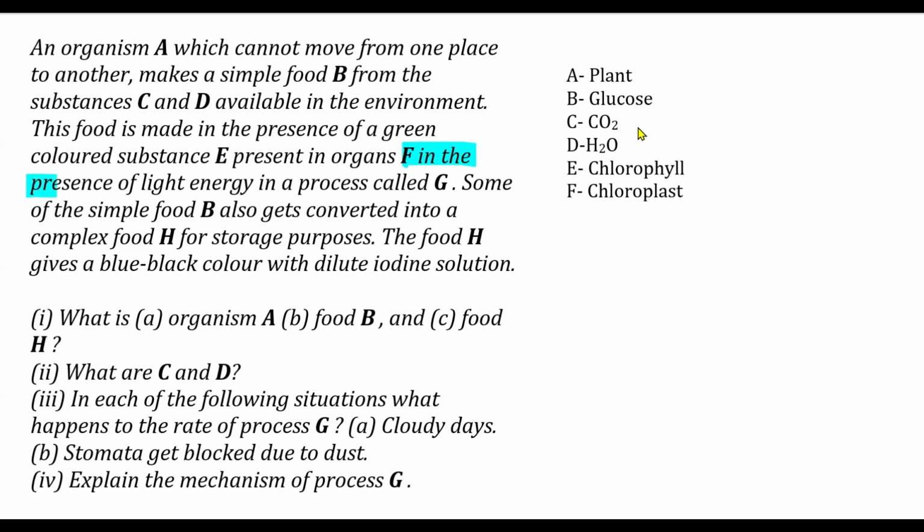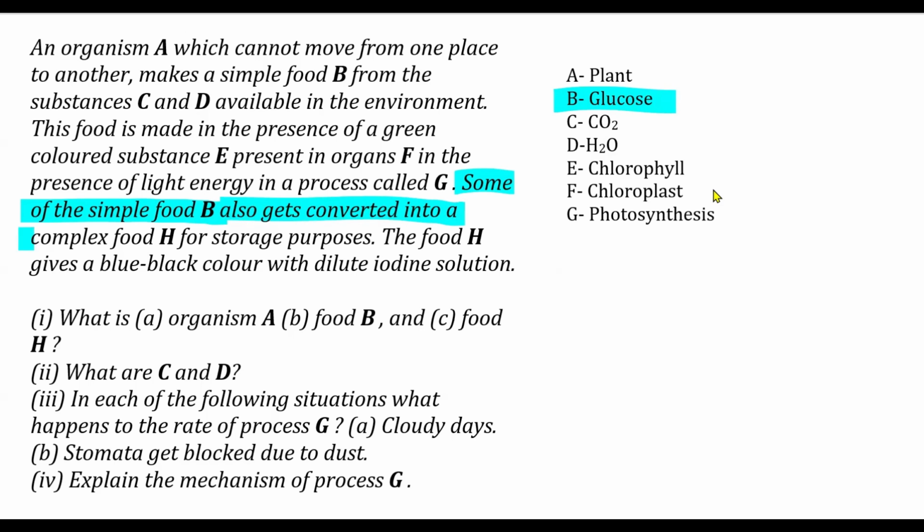Now, in the presence of light, in the process G. So G is clearly photosynthesis, right? G is photosynthesis. Now some of the compound B, so some of the glucose also gets converted into a complex H for storage. As you know, the reserve form of food in case of plant, because whatever glucose they make, they don't immediately consume it, they keep it for the future. So it's starch.